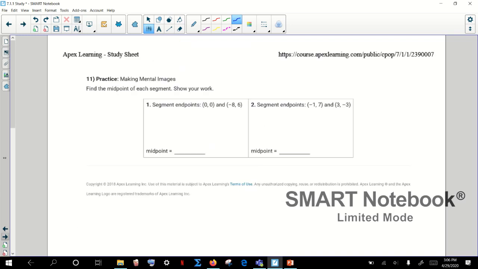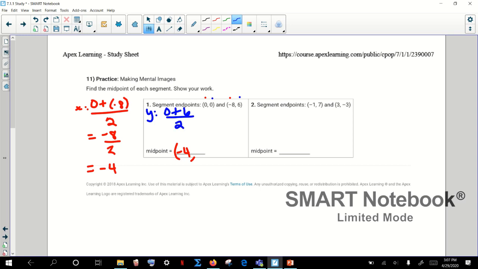Okay. So let's get some practice with this, and then we'll be done for the day. Find the midpoint of each segment. All right, if I want to find the midpoint, I have to find the average of the x values and the average of the y values. Let's start with the x values. I'm going to do it over here so I have some more room. I take x1, which is 0, and x2, which is negative 8, and divide by 2. What is 0 plus negative 8? That's negative 8. And negative 8 divided by 2 is negative 4. So the x value for my midpoint is negative 4. Now let's find the average of the y-coordinates. y1 is 0, y2 is 6, and divide by 2. 0 plus 6 is 6. 6 divided by 2 is 3. So my midpoint in this case is (-4, 3).